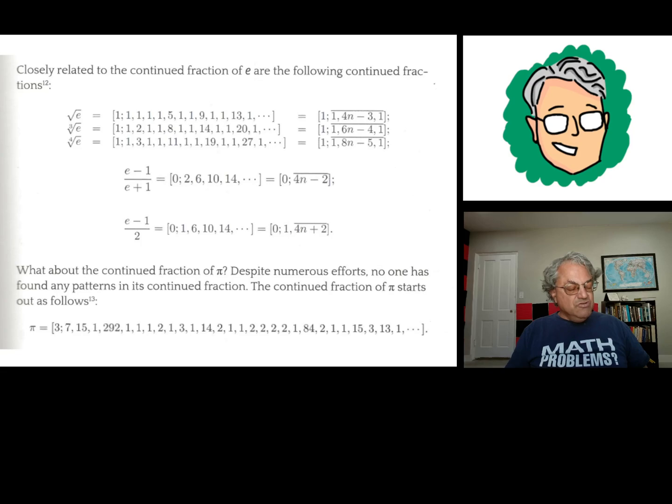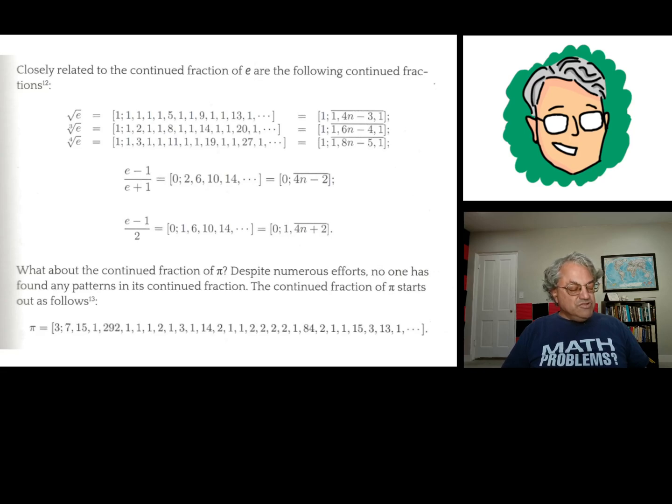There are some other interesting irrational numbers that have interesting patterns to them. For instance, (e minus 1) over (e plus 1). This one I think even has a simpler form. It starts out with 0, because this number is less than 1. It's between 0 and 1, so the floor of (e minus 1) over (e plus 1) is 0. But then look what happens to the continued fraction coefficients after that: 2, 6, 10, 14, and so on. They keep increasing by 4, starting with 2. So we can symbolize that as 0 semicolon 4n minus 2 with a line above it. So this is a pattern of length 1.